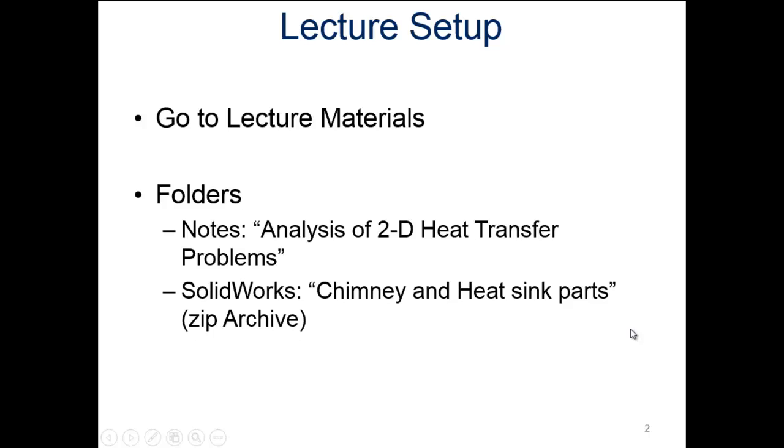All right, so to set up, you can go to lecture materials. Again, the link for that is in the notes below. Grab the notes for ANSYS of 2D heat transfer problems. And you can also get this SolidWorks file, chimney and heat sink parts. There's two parts in there that we're actually going to use, the chimney, the concrete part, and the brick part. There's another one in there that may or may not be used in a future example, but you'll get that. That's all in a zip file, so just unzip that and you'll be ready to go.